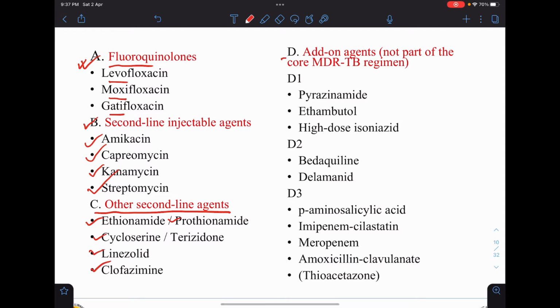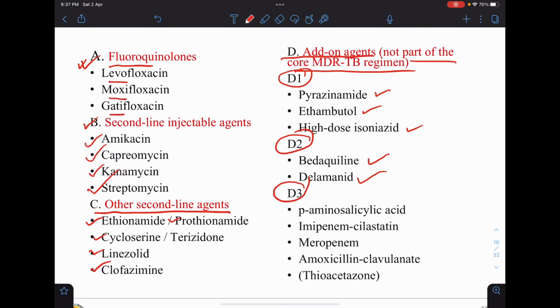Group D contains add-on agents. They are not part of the core MDR TB regimen, but they can be used as add-on agents. D1 contains pyrazinamide, ethambutol, high-dose isoniazid. D2, bedaquiline, delamanid. D3, para-aminosalicylic acid, imipenem-cilastatin, meropenem, amoxicillin-clavulanate, thioacetazone. So these are the drugs which can be used in combination against drug-resistant tuberculosis.